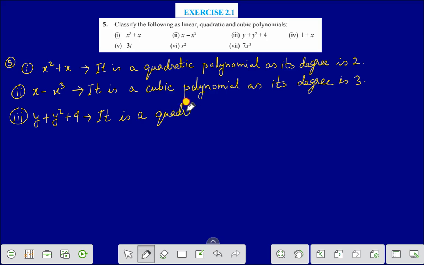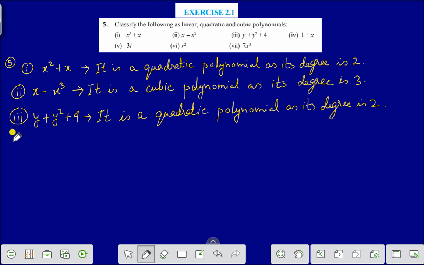It is a quadratic polynomial as its degree is 2.